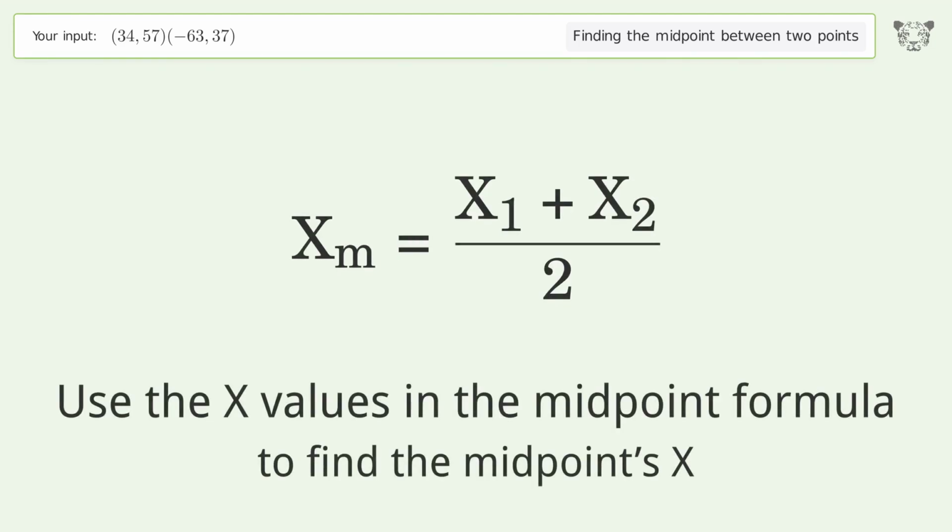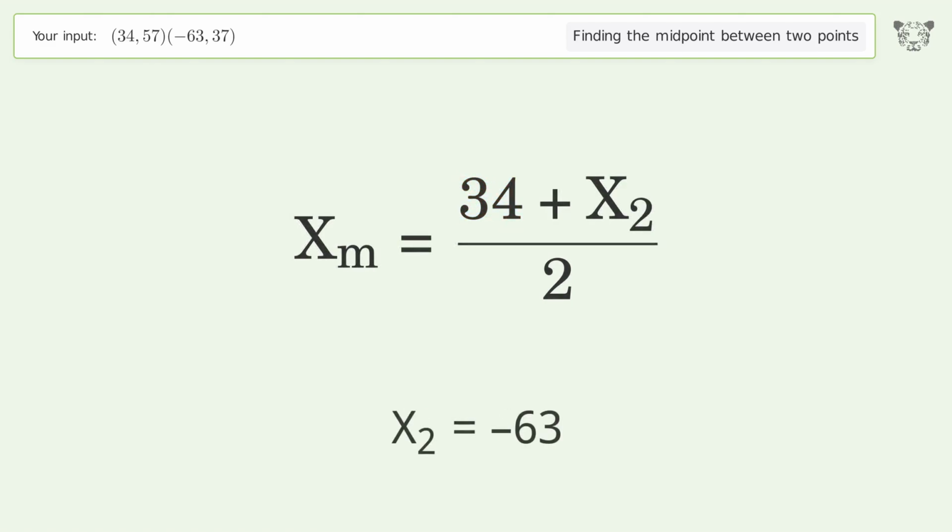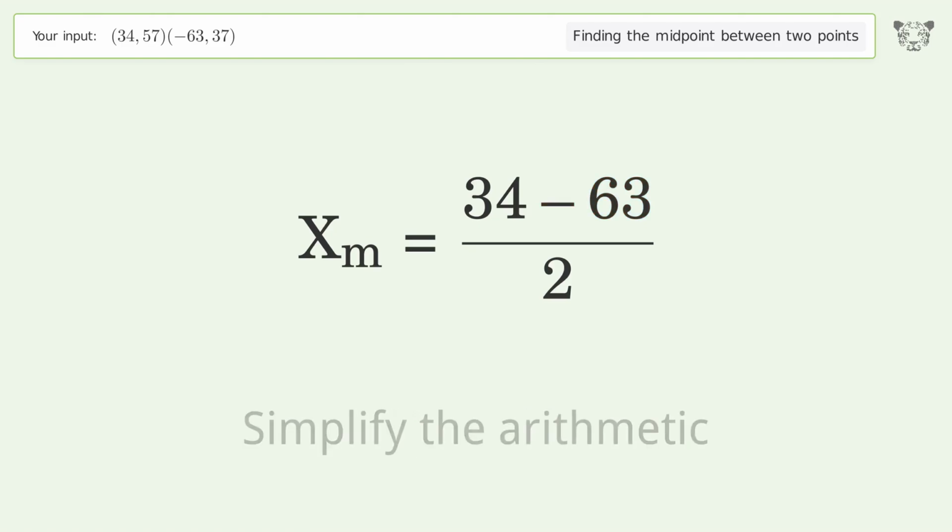Use the x values in the midpoint formula to find the midpoints x. x1 equals 34. x2 equals negative 63. Simplify the arithmetic.